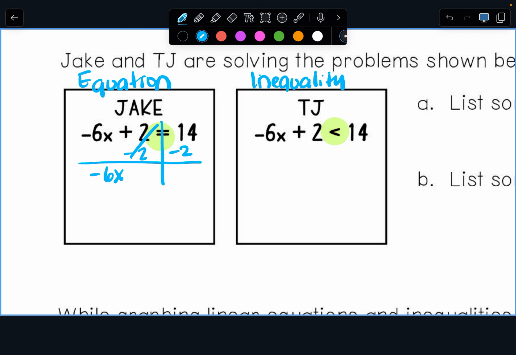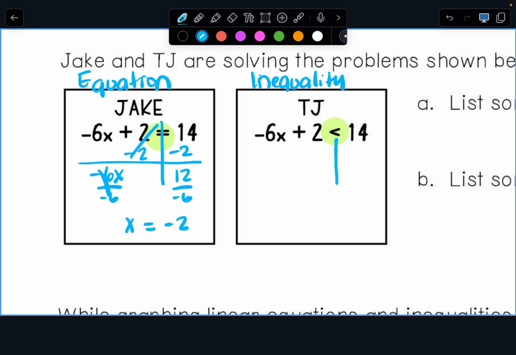14 minus 2 is 12. And then you divide by -6, okay? -2. X equals -2. I know my watch did not just tell me to take a break and move. I've been moving. Now, let's solve the next one.